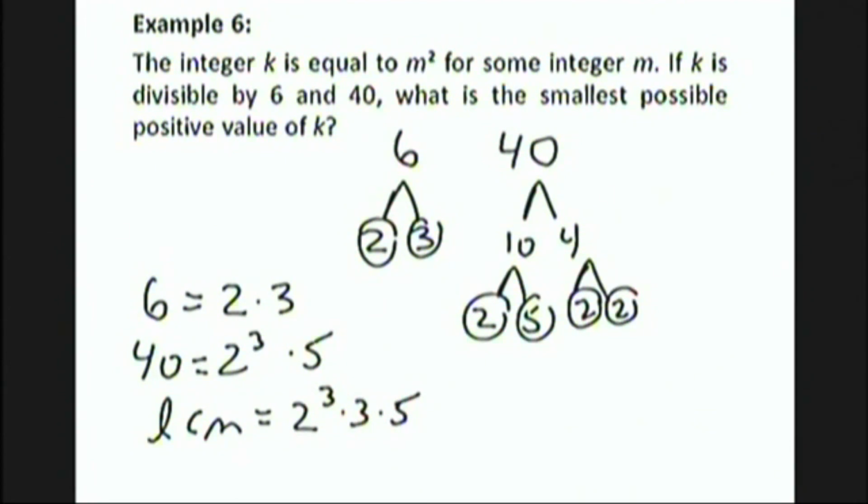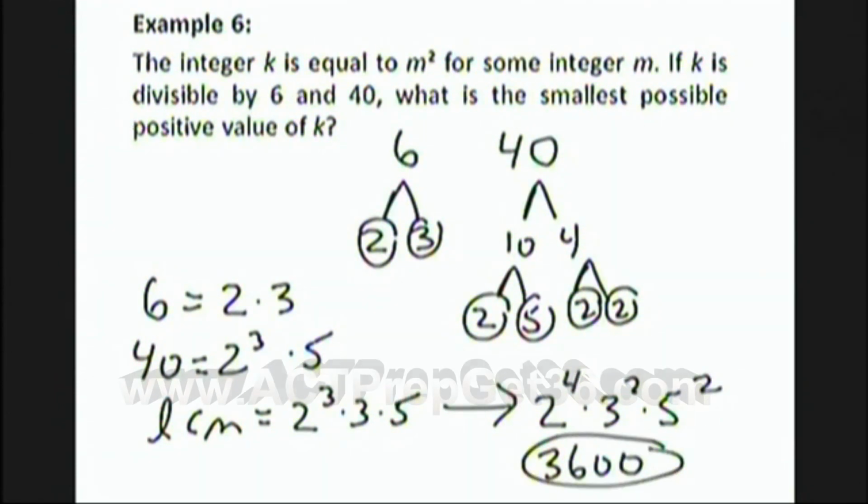Now the integer k that we're looking for is the smallest perfect square divisible by 2 cubed times 3 times 5. To get the smallest such perfect square, we increase each of the exponents to be the first possible even number. So the answer is 2 to the 4th times 3 squared times 5 squared, which, when you put in your calculator, you will get 3,600.